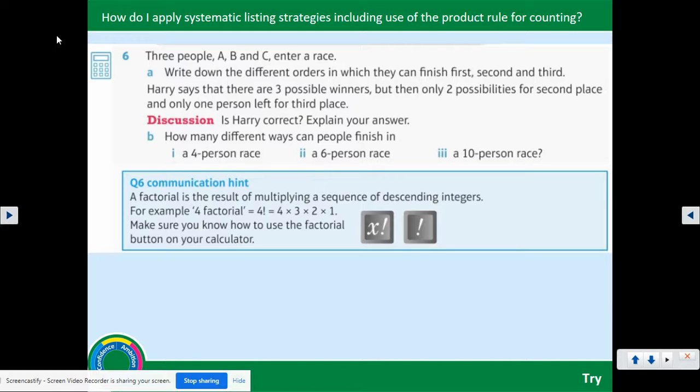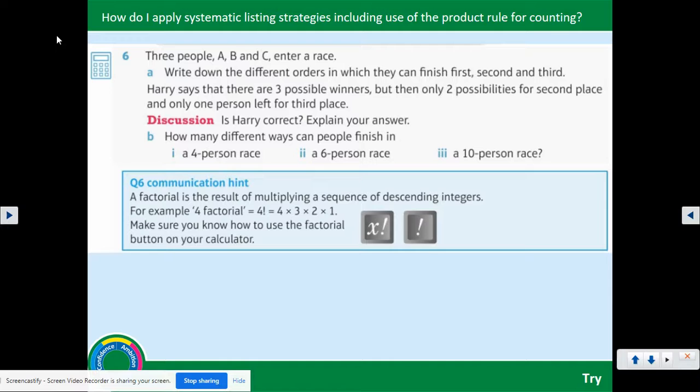Part B. How many different ways can people finish in 1, a 4-person race, 2, a 6-person race, or 3, a 10-person race? Okay, and consider what you've thought for your answer to part A and for what Harry has said in his discussion. Think about how many people are going to be able to finish in each of the places. Okay, and then you've got a communication hint. A factorial is a result of multiplying a sequence of descending integers. For example, 4 factorial is written as 4 with an exclamation mark, is the same as 4 times 3 times 2 times 1. Make sure you know how to use the factorial button on the calculator.